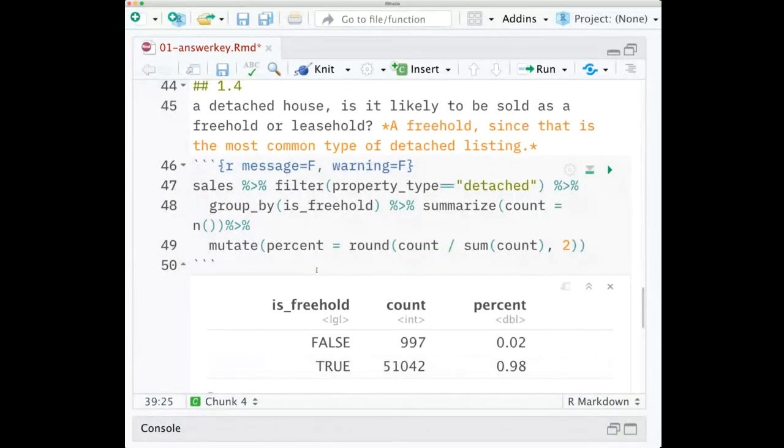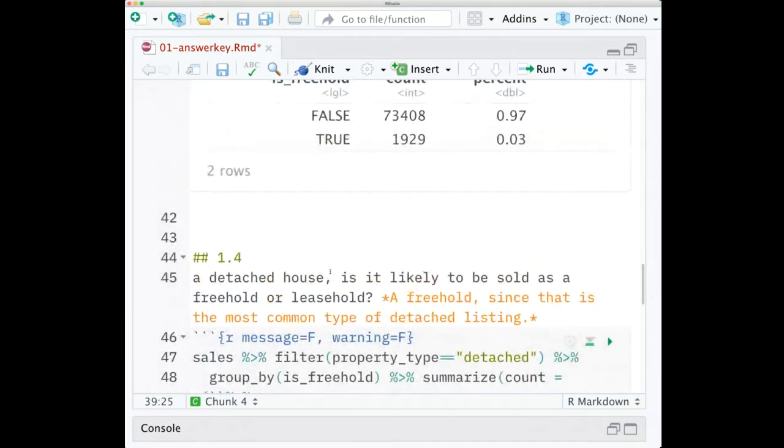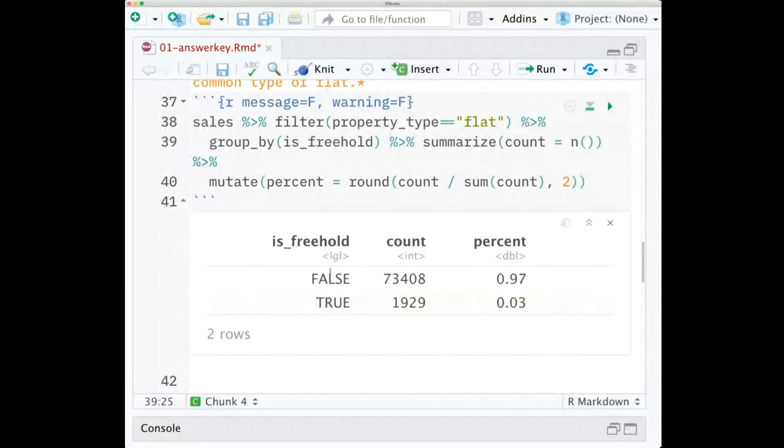If it's a detached house, is it likely to be sold as a freehold or a leasehold? Is the percent an extra thing? I mean, I just did it just in case you decided to do the percentage rather than the count. Yeah, Willa, the probability is, I think, the same as the percentage that you're referring to, so that's fine. And I'm not going to mark you down or up for doing that.